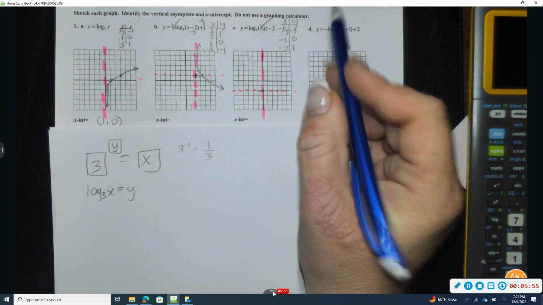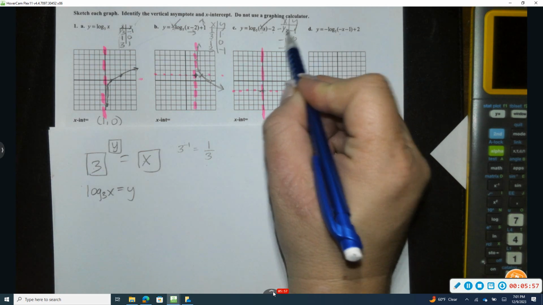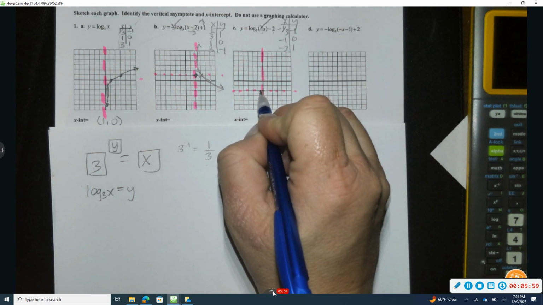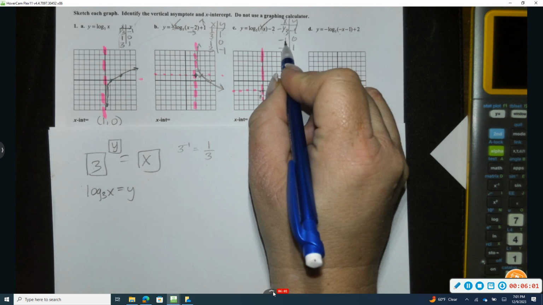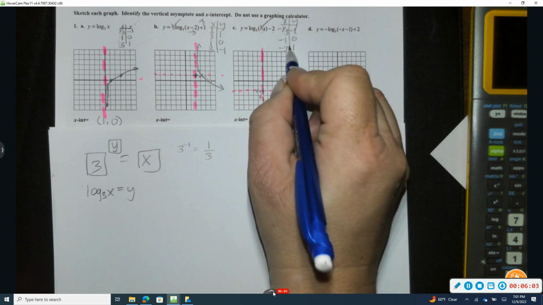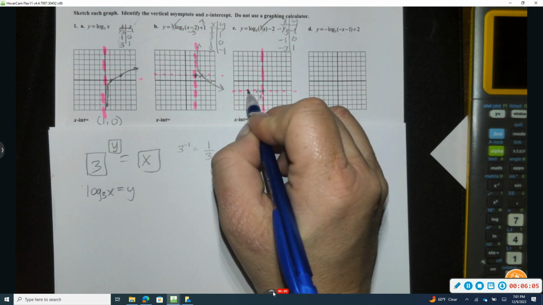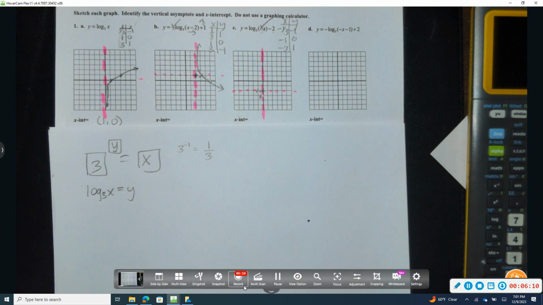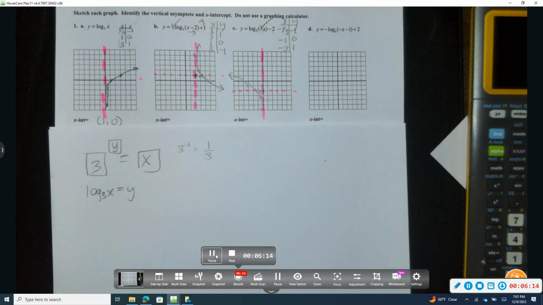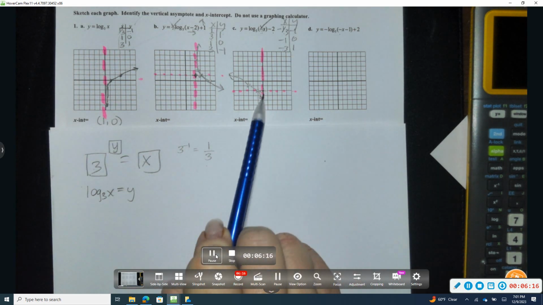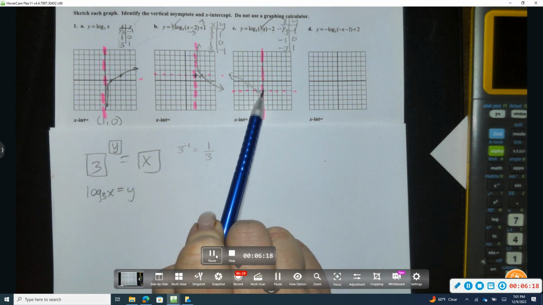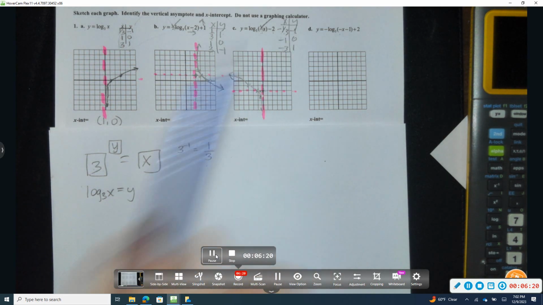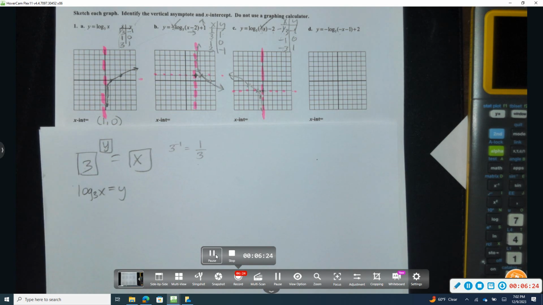And now I can use these points. So I'm going to go to the left 1/3 and down 1. Left 1/3, down 1, left 1 and 0, left 3, 1, 2, 3, and up 1. We can see now this is our new translated function. Again, this is like my new origin, and I can use these points accordingly. I'm going to come back and do the x-intercepts in just a little bit.